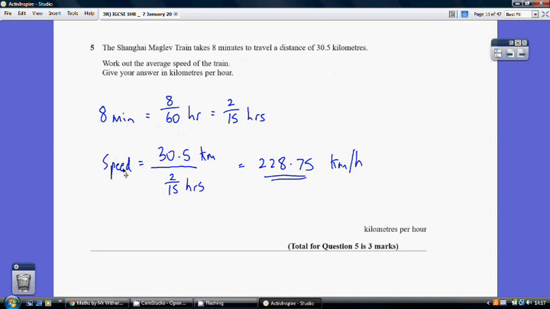Now to work out the speed, the average speed is the distance divided by the time. So it's 30.5 divided by 2 over 15. Just pop this into your calculator and you get 228.75 kilometers per hour.